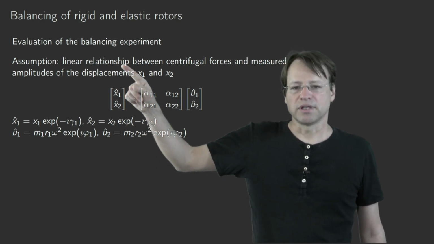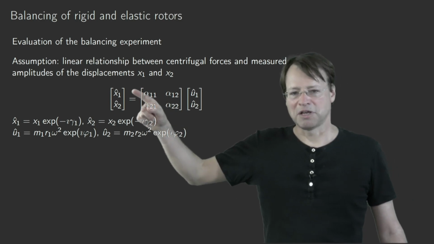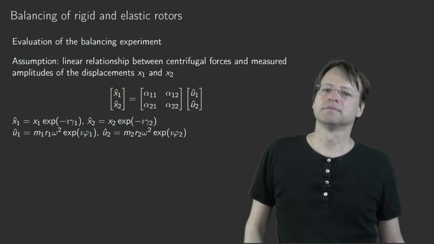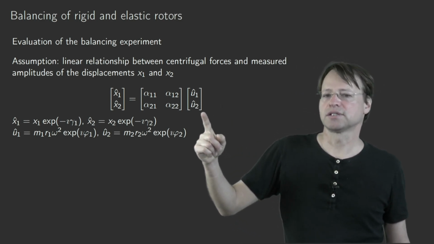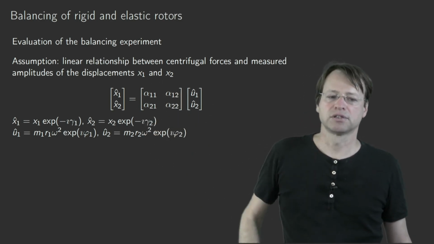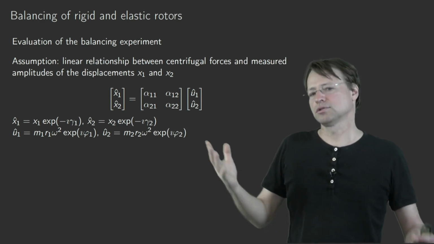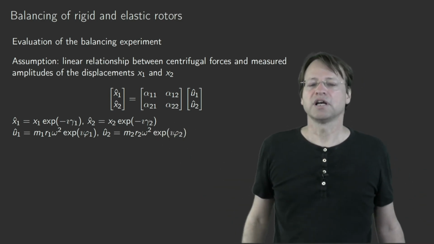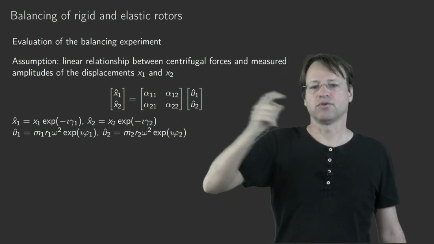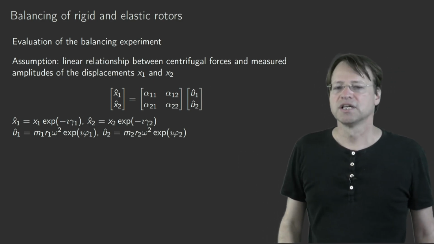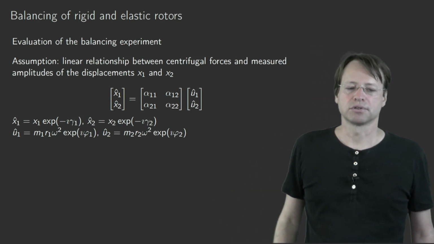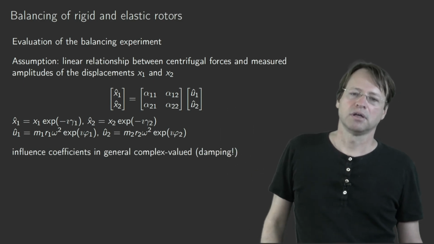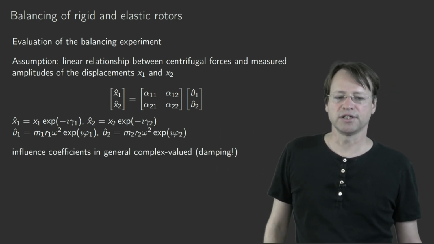Now, as I assumed the linear relationship between the displacements on the one side and the forces that are needed to be created by the additional masses on the other side, I represent that linear relationship by a matrix with coefficients, and these coefficients, from the notation, look like the influence coefficients, and they are also kind of influence coefficients between displacements and forces. So classical concept of influence coefficients, but they can be complex numbers. So the influence coefficients in general could be complex numbers due to the fact that we could have some first order terms in the equations of motion.